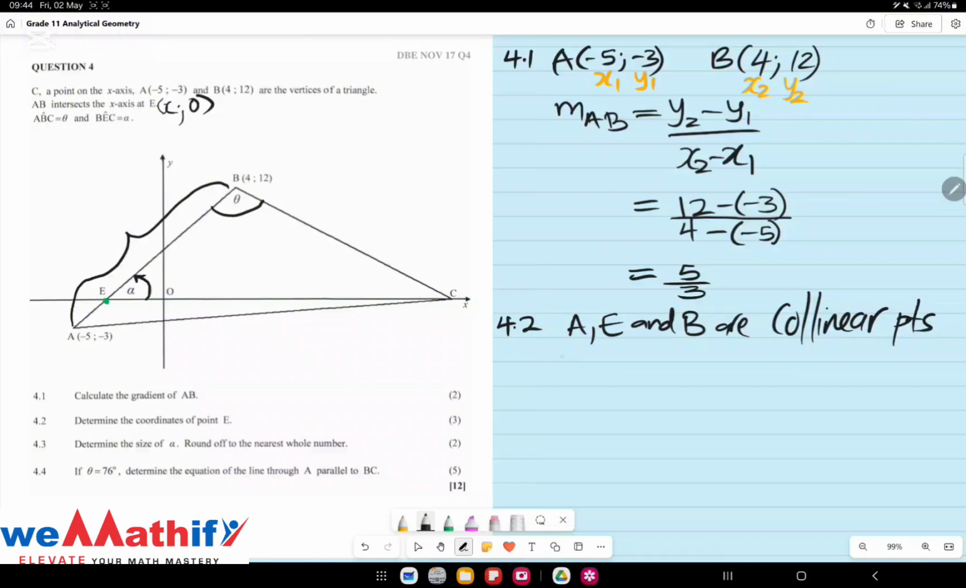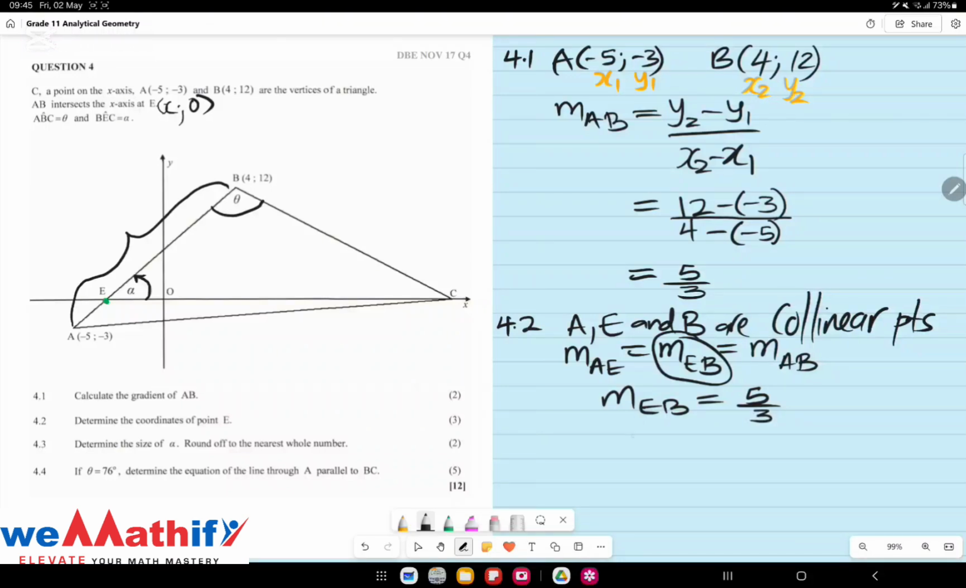So collinear points simply means that the gradient of the line segment from A to E equals the gradient of the line segment from E to B, which is also equal to the gradient of the line segment from A to B. All we have to do is reverse engineer the gradient formula. Perhaps we can take EB, right? We know the gradient of EB is also 5/3.